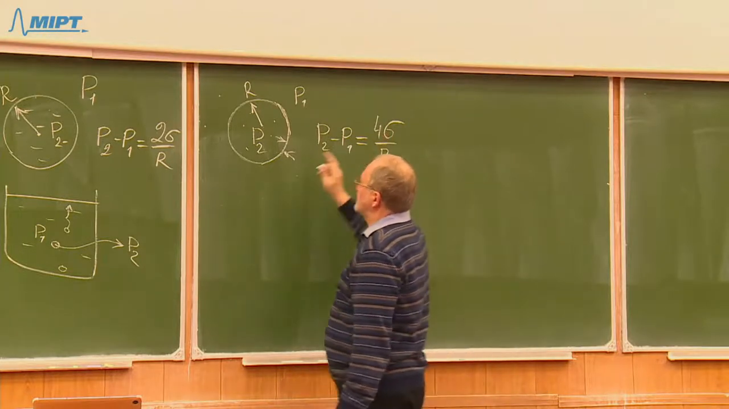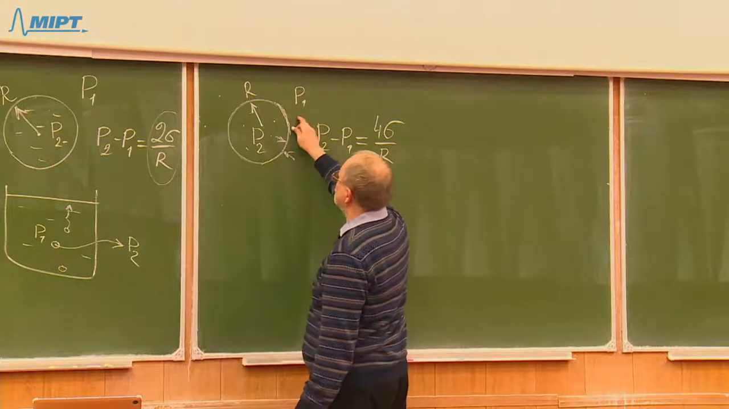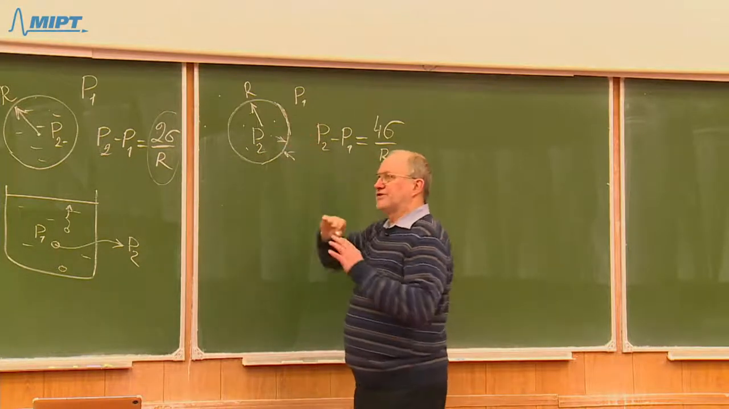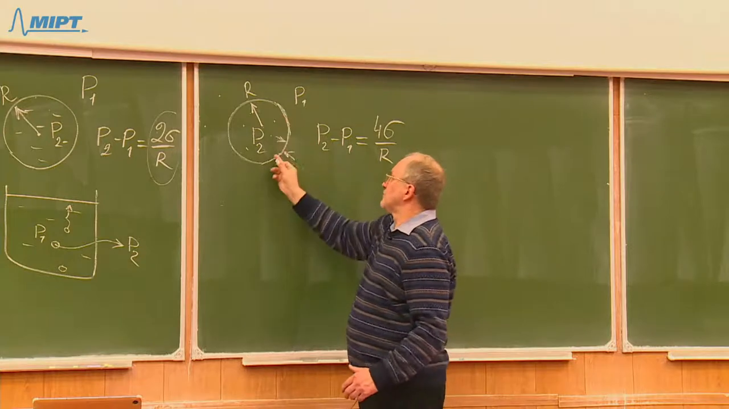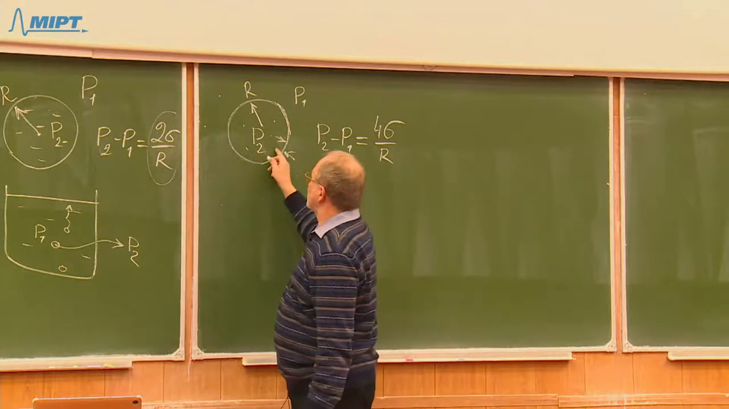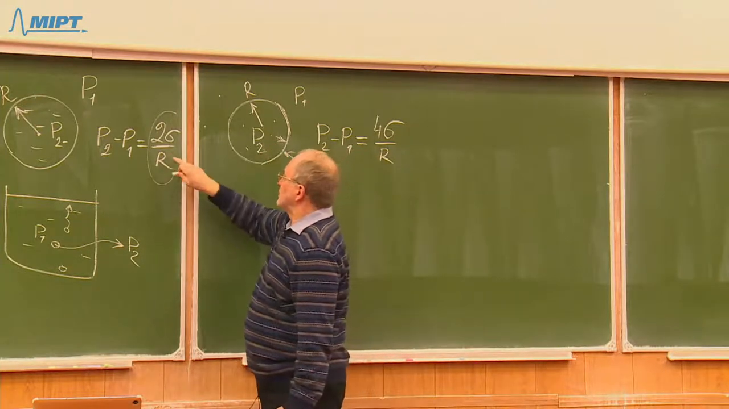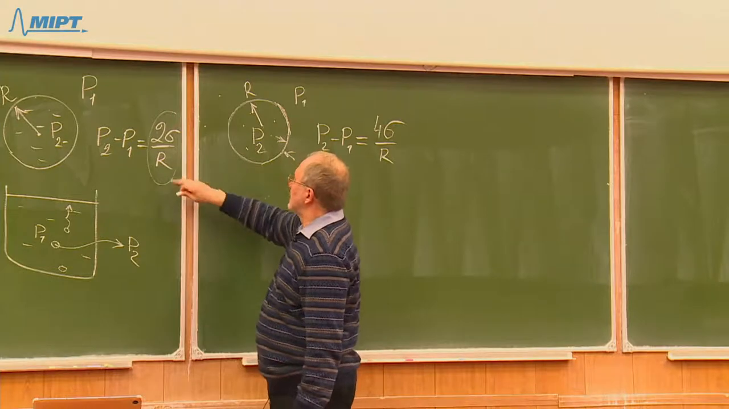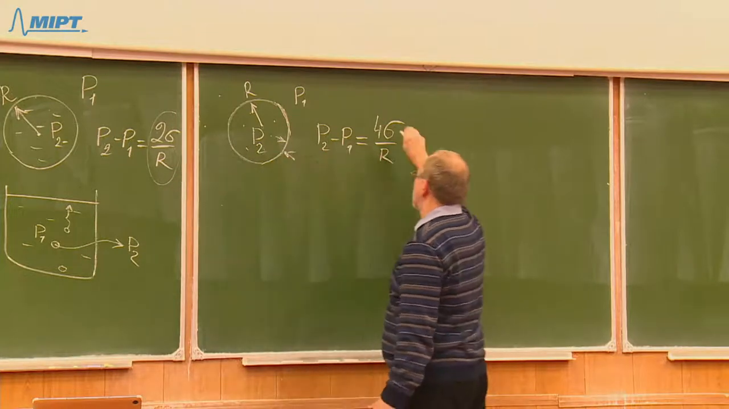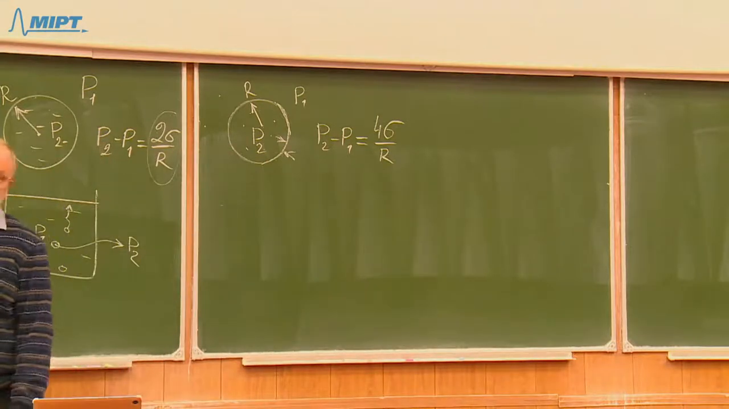We have twice the value given by this formula because here we have two surfaces, two curved surfaces, and each curved surface makes its impact into the pressure, into the inner pressure. The impact of each surface will be given by this formula, and as there are two surfaces, the final pressure will be twice the magnitude given by this formula.